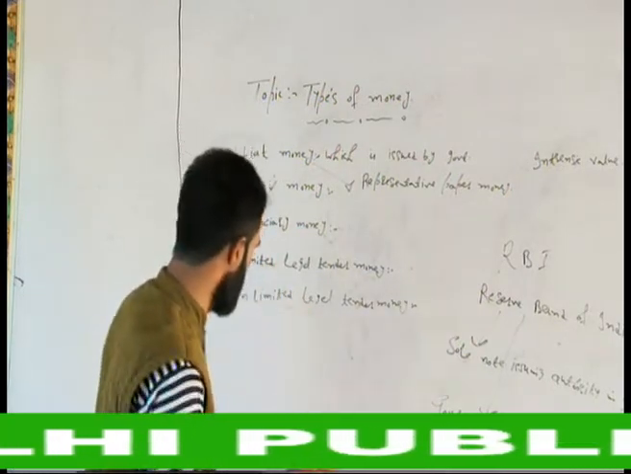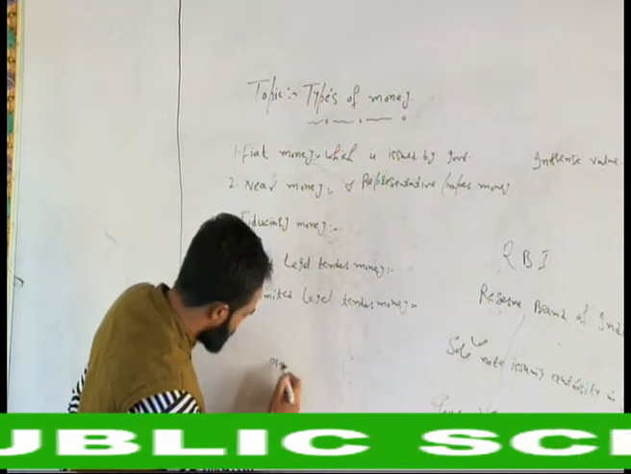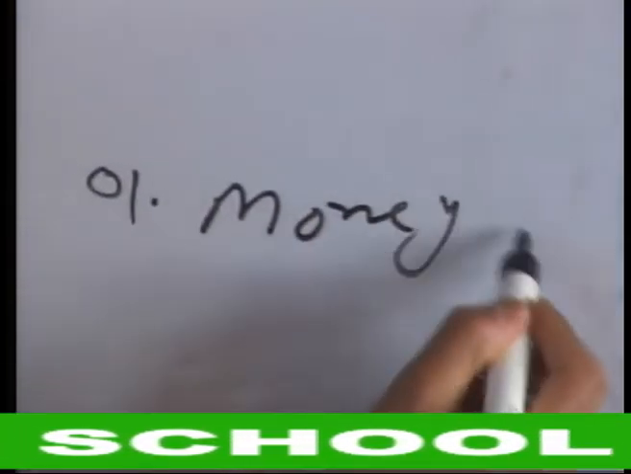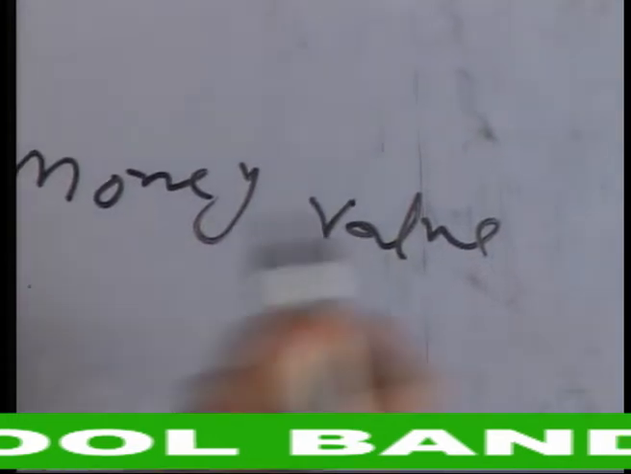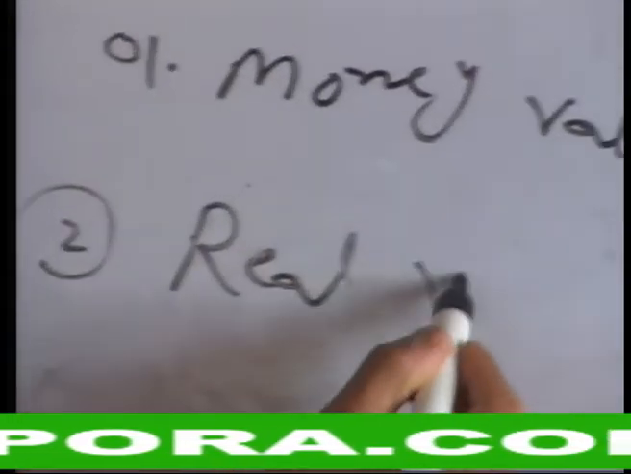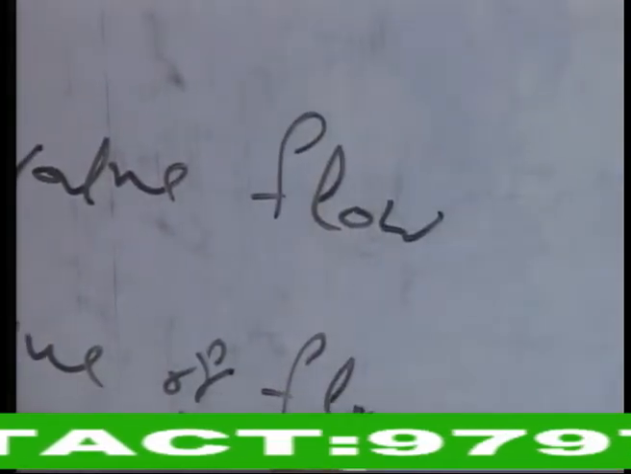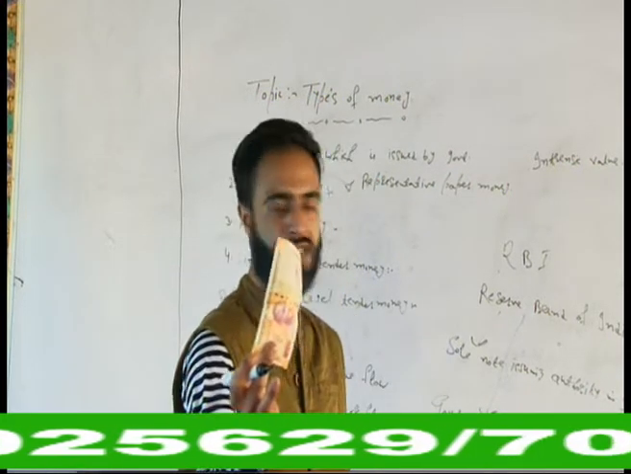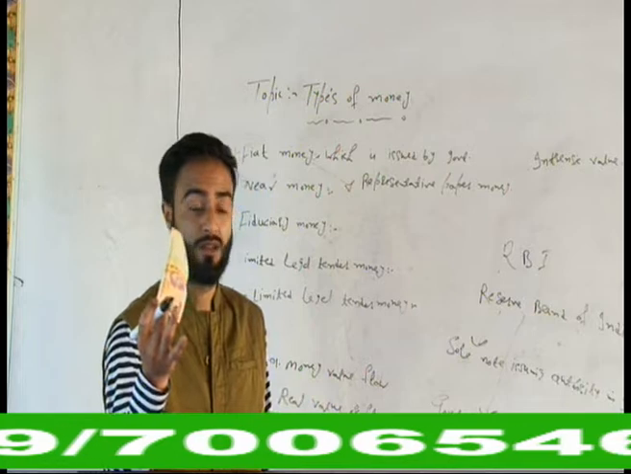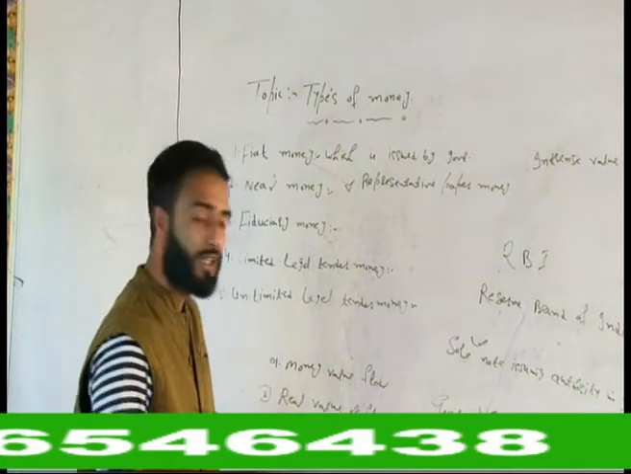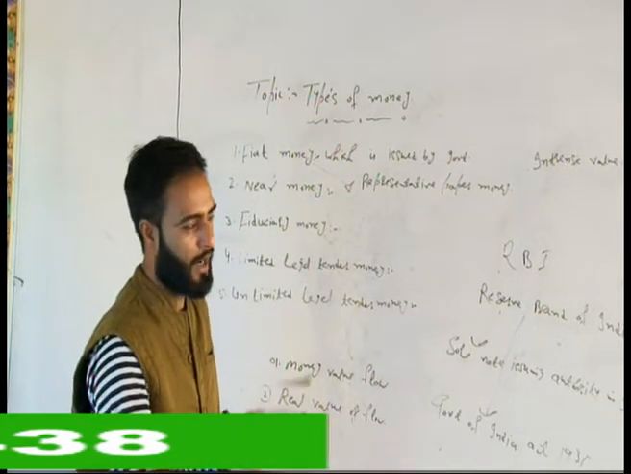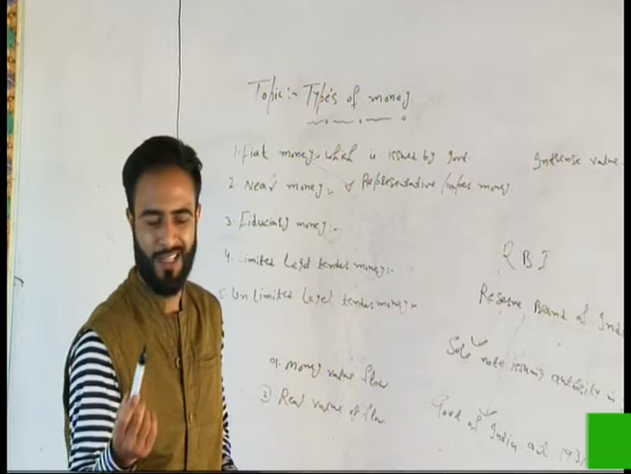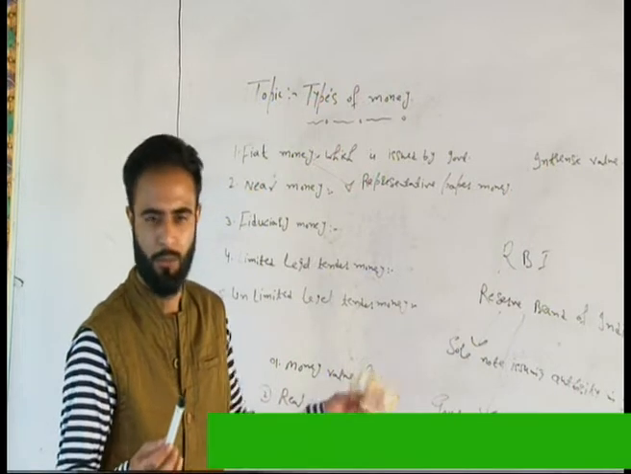There are two values basically. Remember this. One is money value, or we can say money flow. The second one is real value, or real flow. What does it mean? This money has no value at all. And if there is no availability of commodities, I have to buy a pencil. If this marker is not available in the market, money has no value.